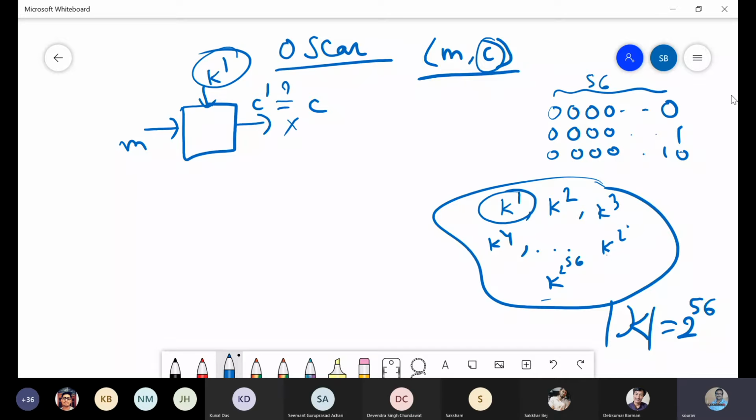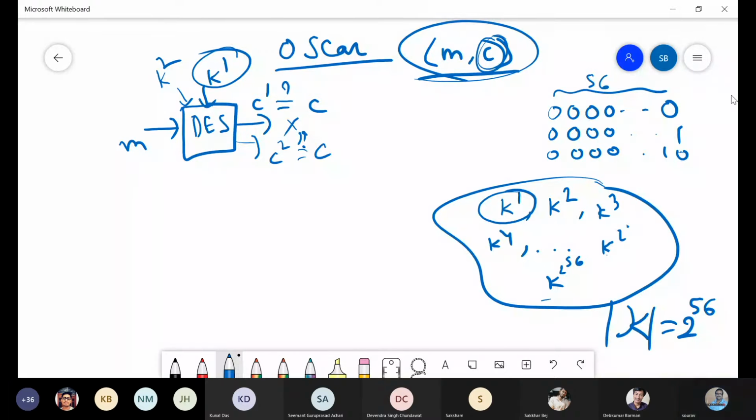If this is not matching, then Oscar has to choose another key, say K2. Then Oscar will get some ciphertext. So this is DES encryption, because this was the DES encryption and decryption period. So Oscar will get C2, another ciphertext, and then Oscar will check whether this matches the ciphertext given to Oscar. If matching, then okay, we got the key. The key is nothing but K2. Otherwise, we have to choose another, K3.